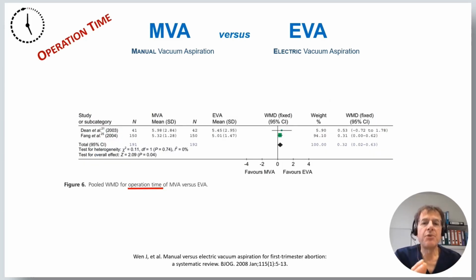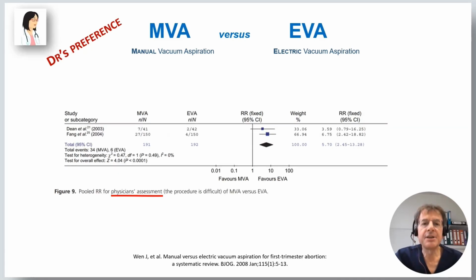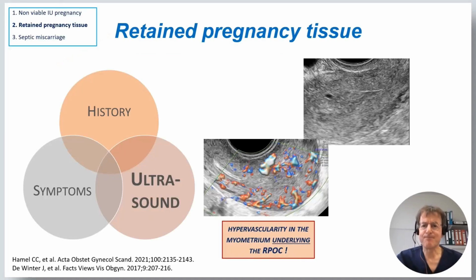And looking at operation time, there was perhaps a slight tendency favoring electric vacuum aspiration, but it was not really a big difference. And the only statistical difference was the doctor's preference. So if the doctor can choose between a manual and an electric vacuum aspiration, the physician will often choose the electric one because it's easier. But both are quite similar as to the efficacy.